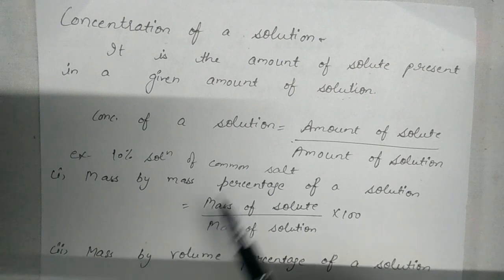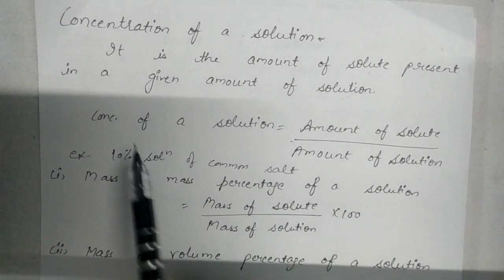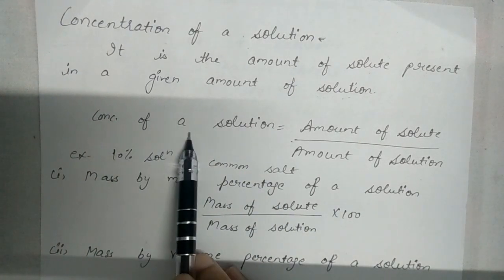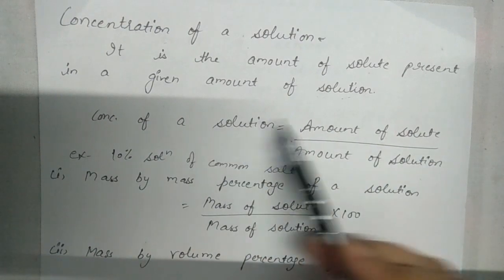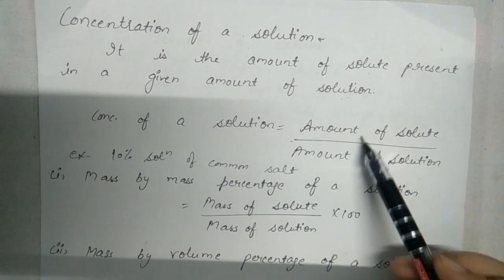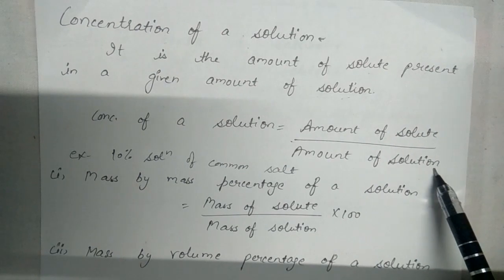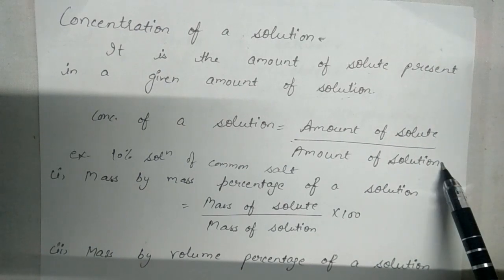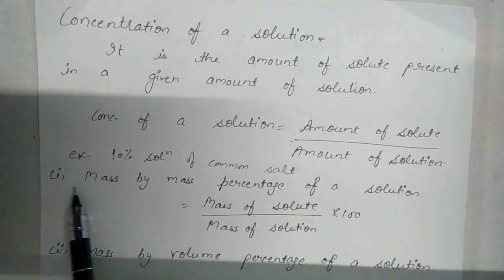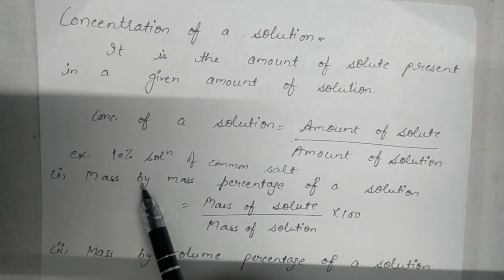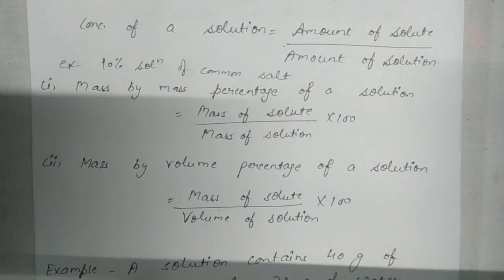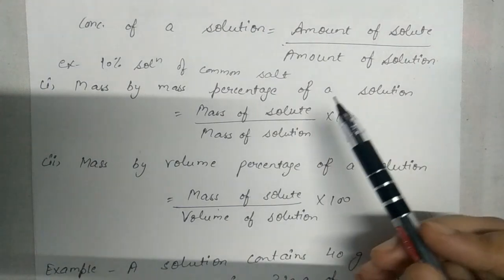This is how we can calculate the concentration of a solution. For calculating the concentration of a solution, we have a formula, that is amount of solute divided by the amount of solution. We have this general formula of calculating the concentration of a solution. It can be calculated in two ways: mass by mass percentage, and second, mass by volume percentage.